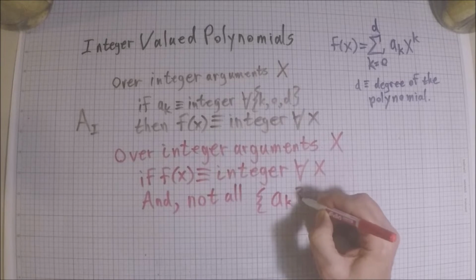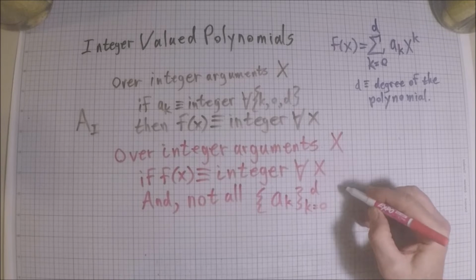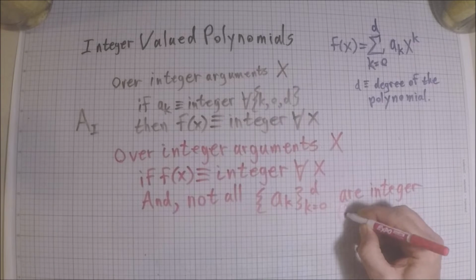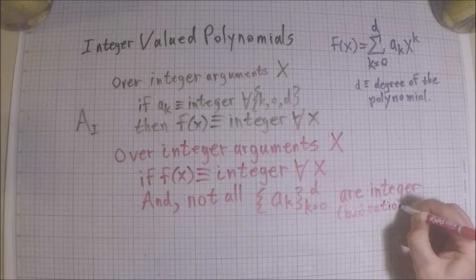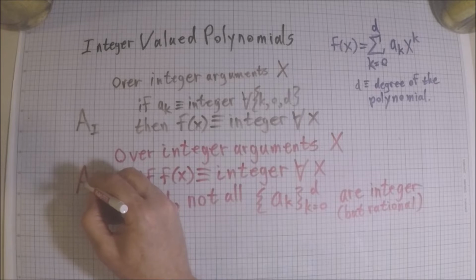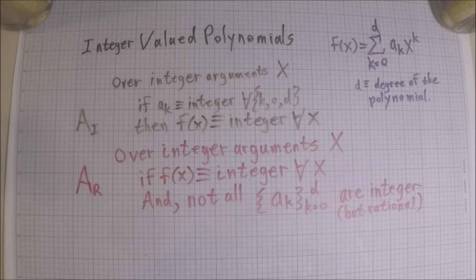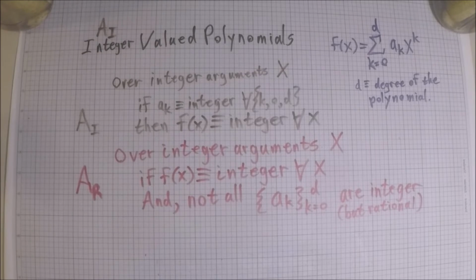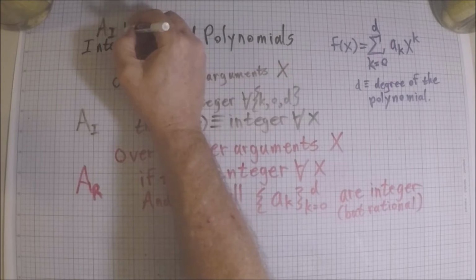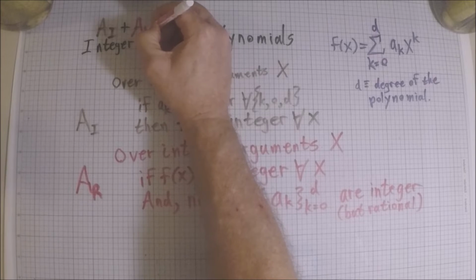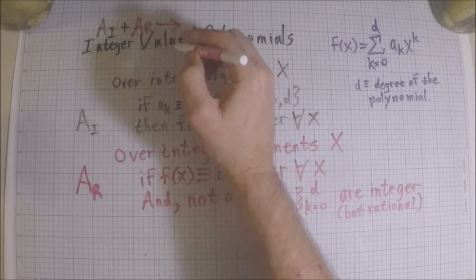So there are polynomials like that, lots of them, and so they are separate from AI, but yet they are still integer valued polynomials. So we have this additional set of polynomials not in AI for which at least one of the ak is not an integer but is still rational. And we can call this set A subscript R, capital R, for rational. Then the union of AI and AR is the set of integer valued polynomials.